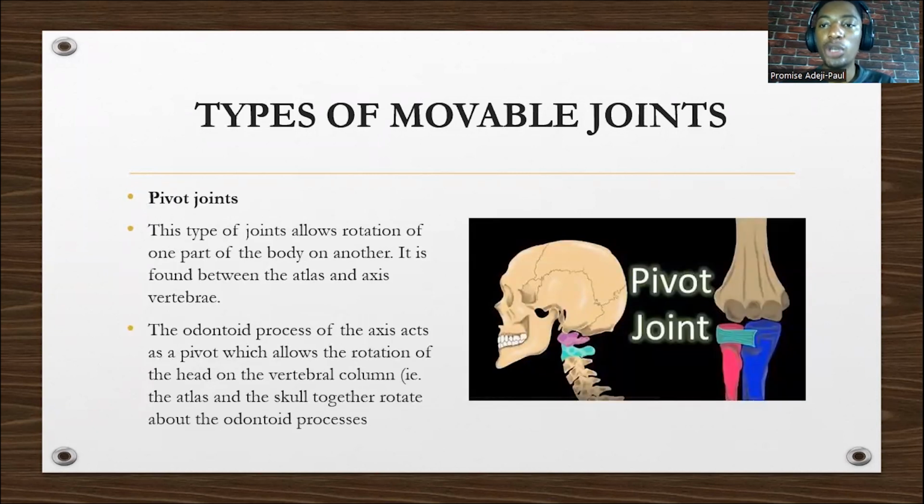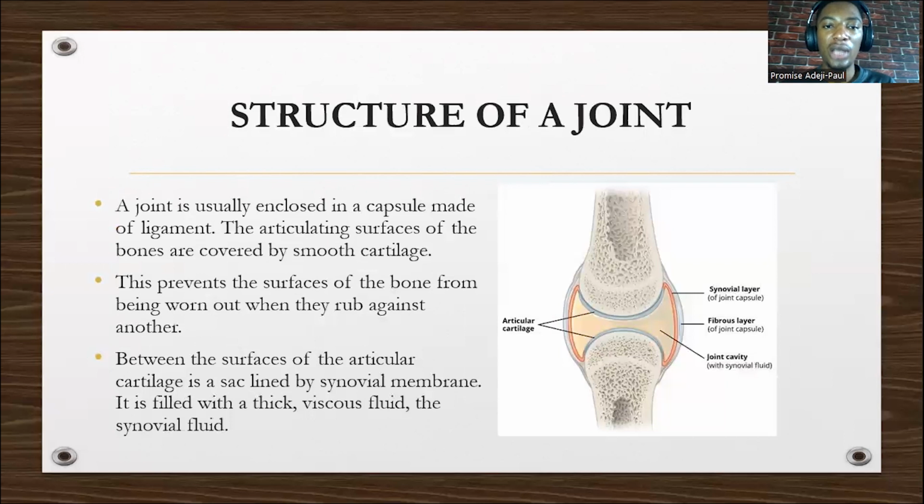We also have what we call pivot joints. This type of joint allows for the rotation of one part of the body on another. So two parts of the body meet and one rotates on another. It is found between the atlas and axis. This is a very important point that you have to take note of. Pivot joints are found between the atlas and the axis vertebrae. The odontoid process of the axis acts as a pivot that allows the rotation of the head. That means the atlas and the skull together rotate about the odontoid process. Please take note of that.